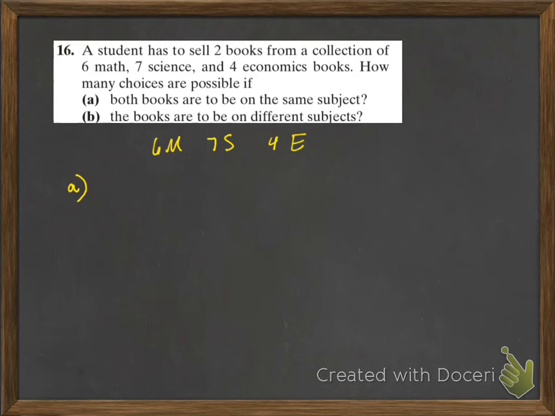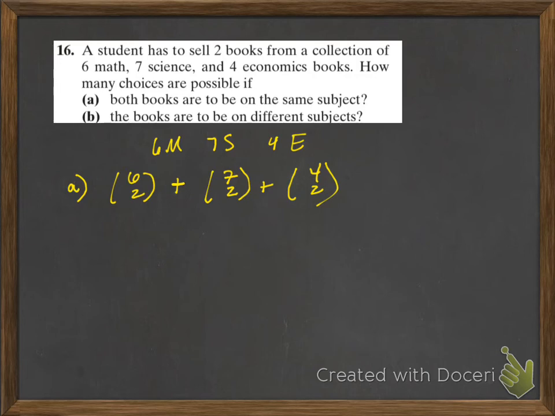So we could either get them from the math, in which case we would have 6 choose 2 ways we could do that, or, and so now that's a plus instead of the next step, we could choose 2 from the 7, or you could choose 2 from the 4. So calculating each of those and adding them up is the number of outcomes for both books to be on the same subject.